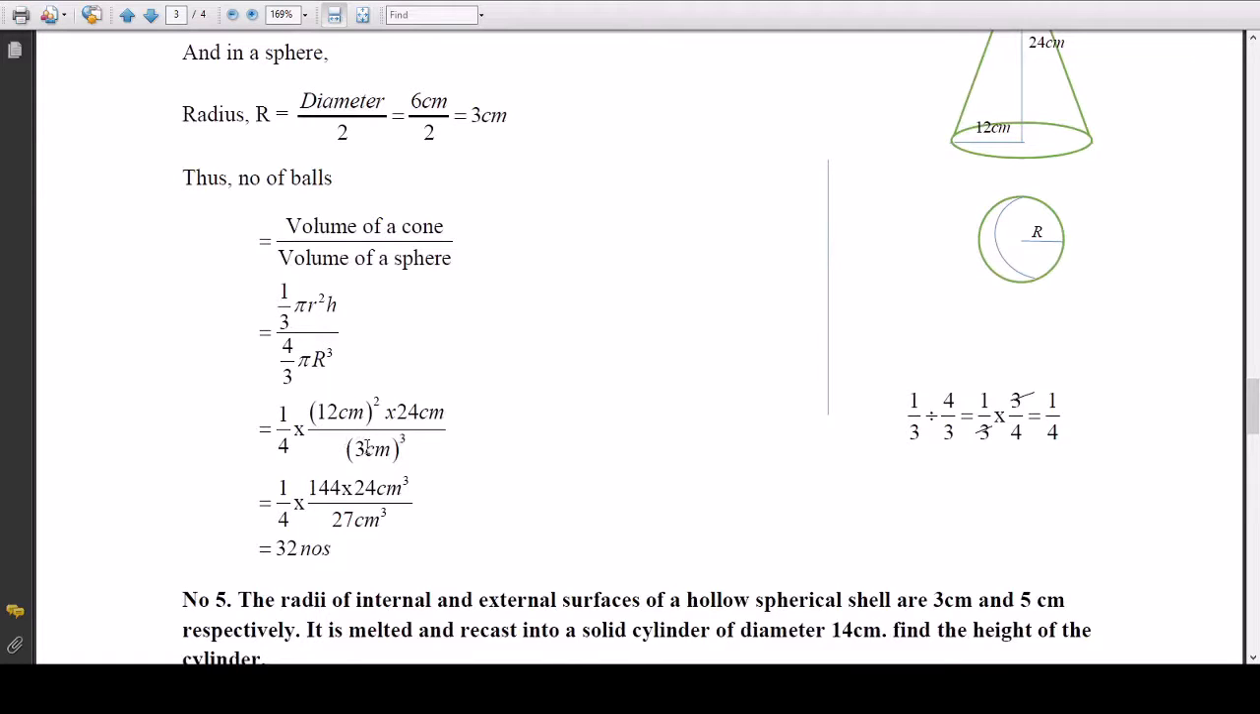Now substituting the values, what will you get? Before that, 1 by 3 divided by 4 by 3 can be written as 1 by 3, and you change this division sign to a multiplication sign, so 4 by 3 becomes 3 by 4. Cancelling 3 and 3, you will get only 1 by 4. Now 12 square is 144, and 3 cubed is 3 times 3 times 3: 3 multiply 3 is 9, 9 multiply 3 is 27.